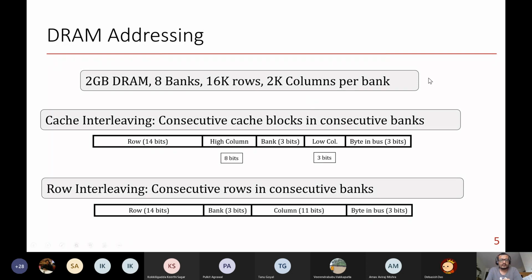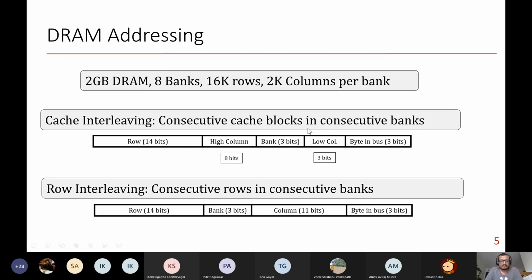So now with this information, you need to split out the address which is coming from, let's say, the last level cache, right? So here I'm showing two different ways. One is the cache interleaving, another is the row interleaving, right? If you remember, we discussed a typical cache line size of 64 bytes. That means it will take 6 bits, right? And that's what it is doing.